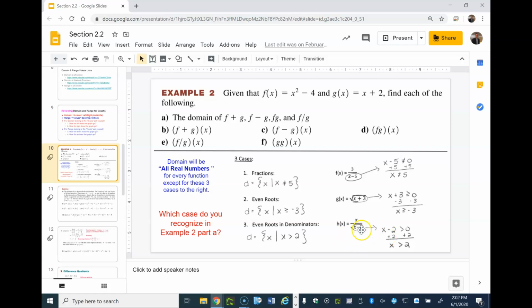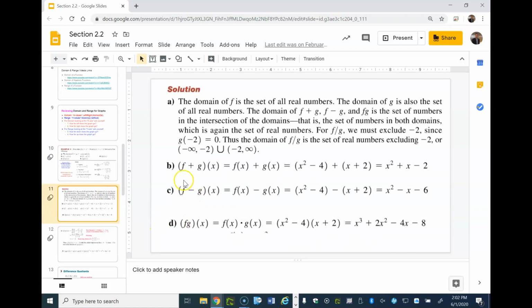So again, we just take what's on the inside, put the greater than inequality sign here, and solve for it. What this is saying for this function is you can choose any x that you want, but it must be greater than 2. That's going to be the domain for this one because it produces an answer. So again, if you don't see a fraction, a square root, or both together, the answer is always going to be all real numbers.